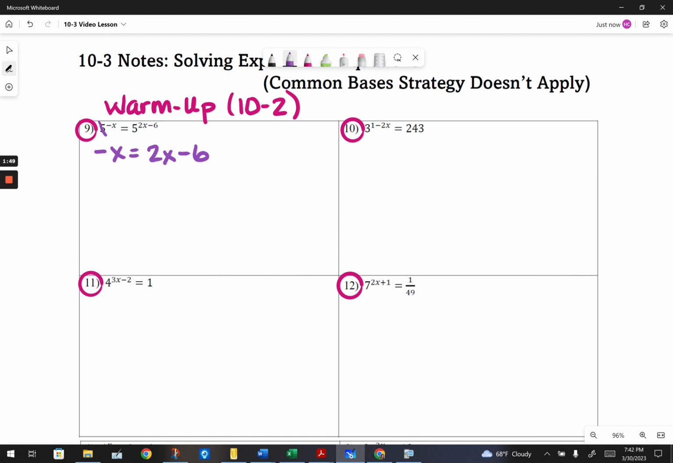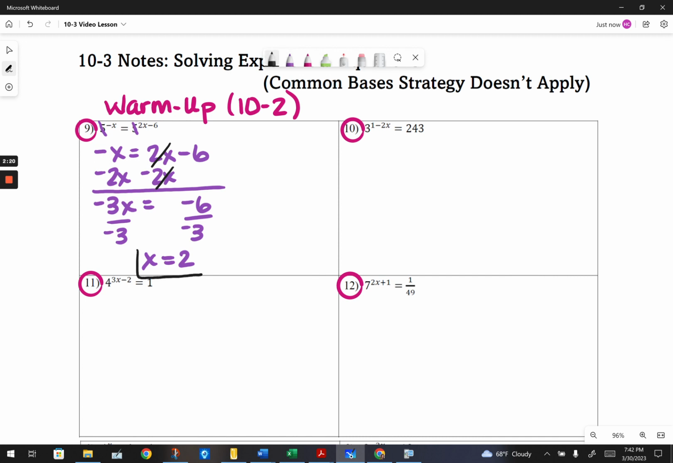So literally, we can just ignore those 5s, right? And then we're just going to proceed to solve this equation. Negative x plus negative 2x gives me a negative 3x. Negative 2x and negative 2x become 0, and we bring down the negative 6. Therefore, we will divide by negative 3 on both sides to get x equals 2. Okay, so that would have been your first answer.